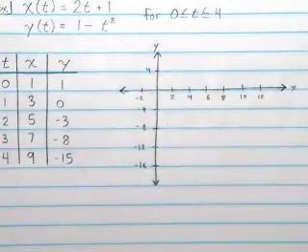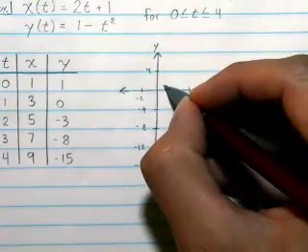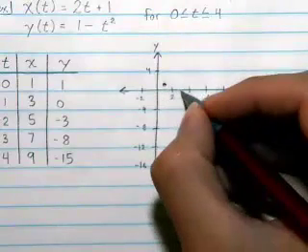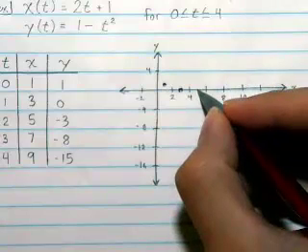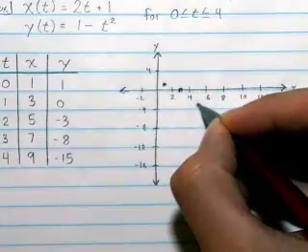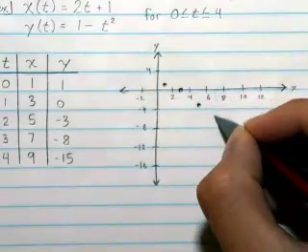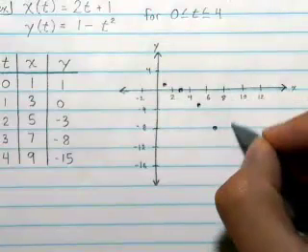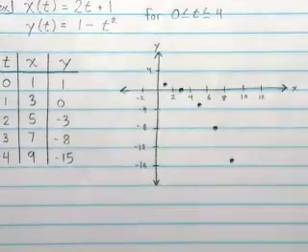So, all right, let's just start plotting these points. So we got 1, 1, is about right there. 3, 0, would be here. 5, negative 3, about there. 7, negative 8. And 9, negative 15 would be about right there. Okay, and then just connect up the dots.